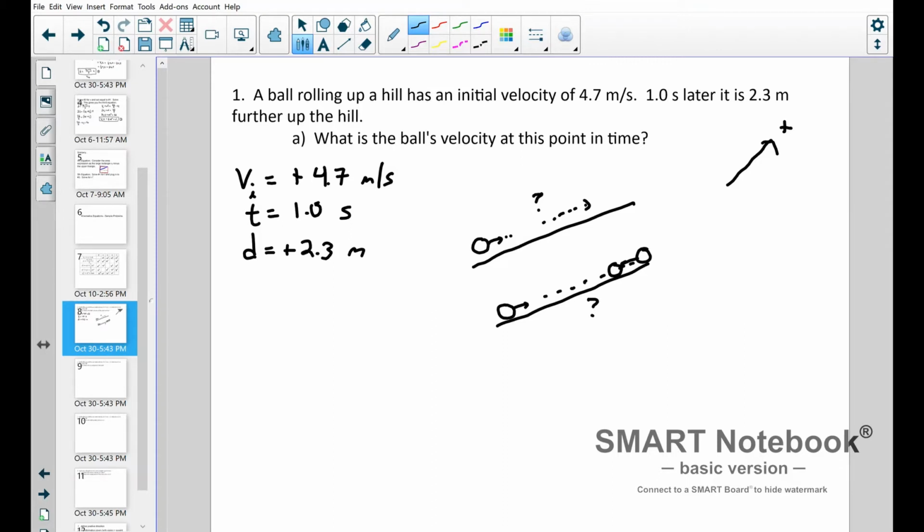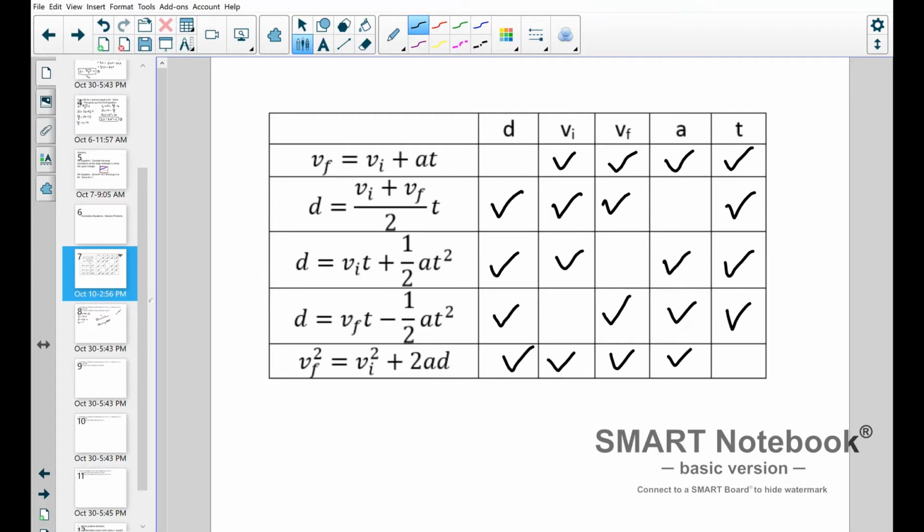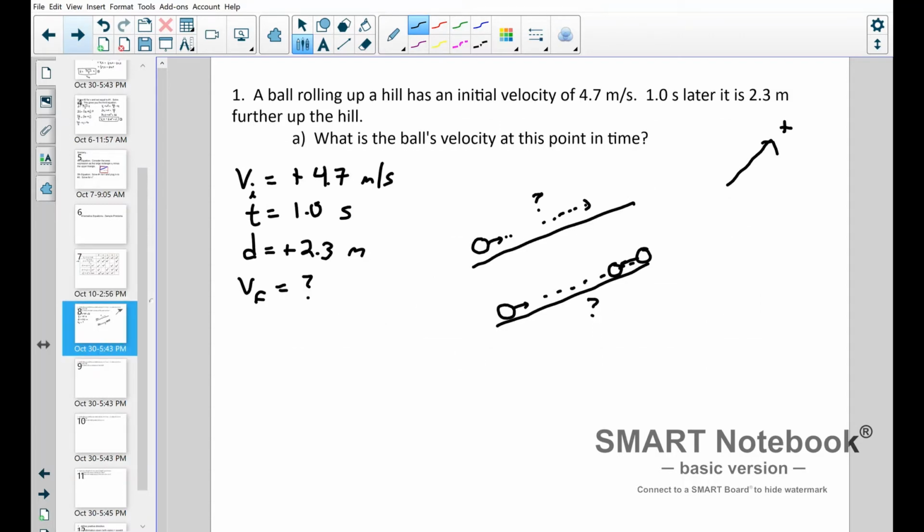The next thing I do is I list the piece of information that I am trying to find because that helps me decide which formula to use. So I know VI, T, and D, and I am looking for VF. I know nothing about A, so I need to pick the kinematics formula that does not have A in it. So in this case, I need that second one. So I write out my formula. D equals VF plus VI over 2 times T.